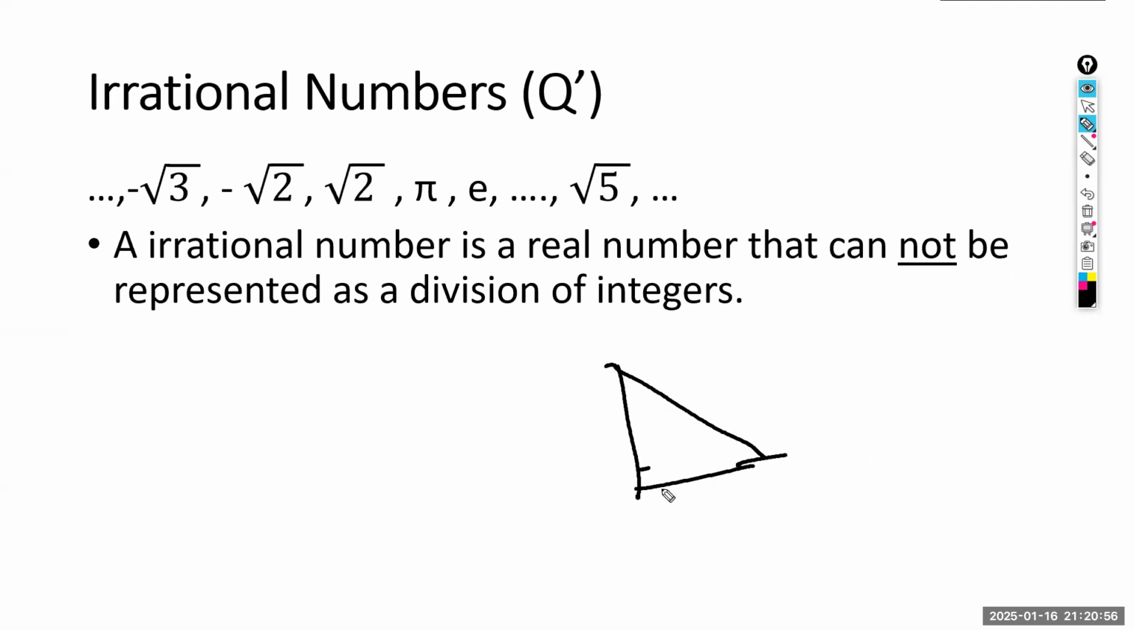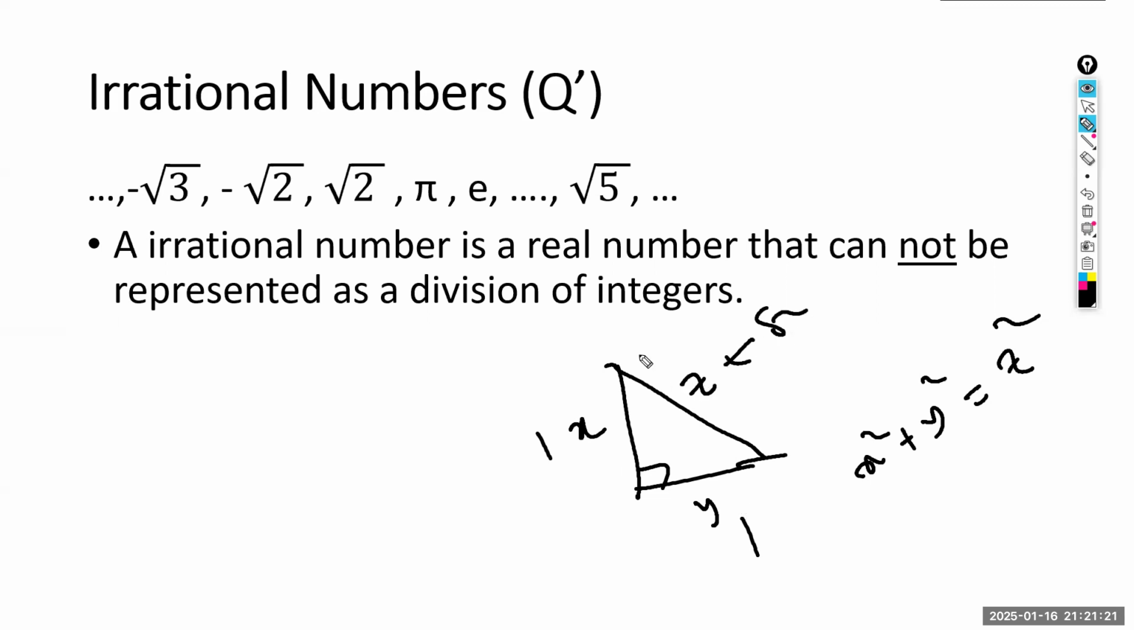Pythagoras theorem says when you have a right-angled triangle, the sum of the squares of the two sides is the same as the square of the hypotenuse. And if this is 1, this is 1, this is what? 1 squared plus 1 squared is 2. This is root 2. So root 2 is a length. How do you say root 2 is a length? Because when this is 1, and this is a right-angled triangle, this length is root 2.